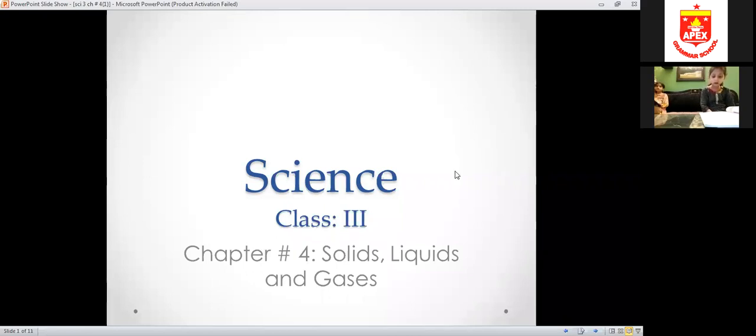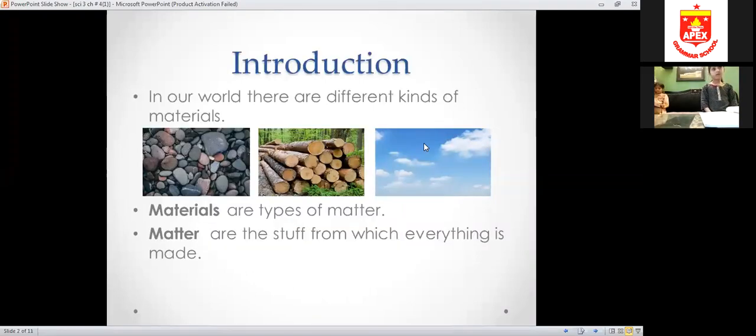Okay, students. Today we are going to start chapter 4, solids, liquids and gases. So here is the introduction. As you all know, in our world there are different kinds of material around us. Everything around us is made up of different types of materials. Like you can see rocks, wood, the air. These are the materials, and many more. The water, the wood, the soil. There are many. All these things are known as materials.